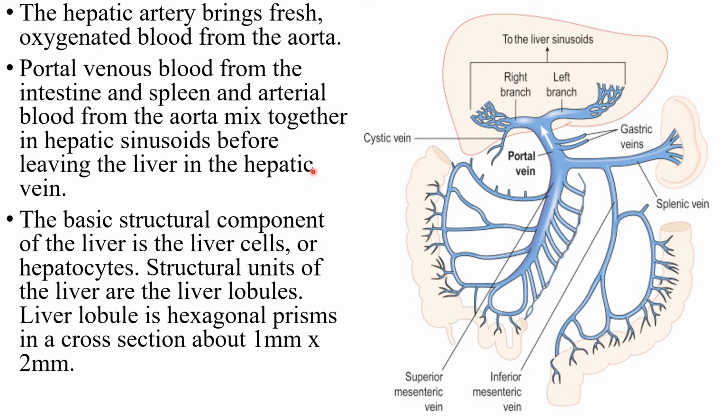The basic structural component of the liver is the liver cells, which are called hepatocytes. Structural units of the liver are liver lobules. A liver lobule is a hexagonal prism in cross section and about 1 millimeter in width and 2 millimeter in breadth.